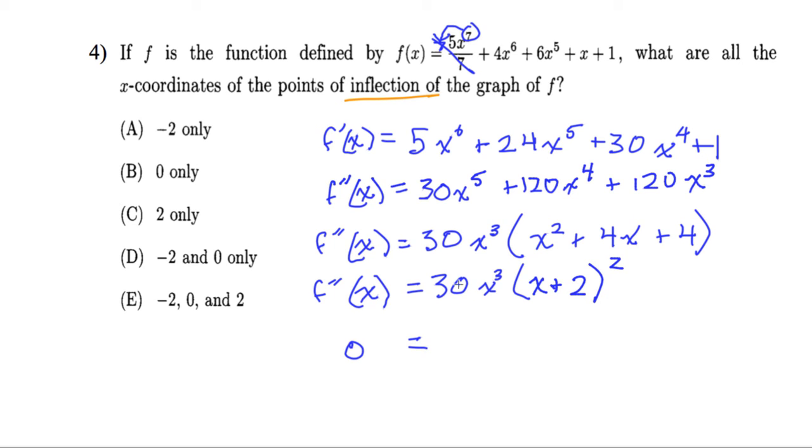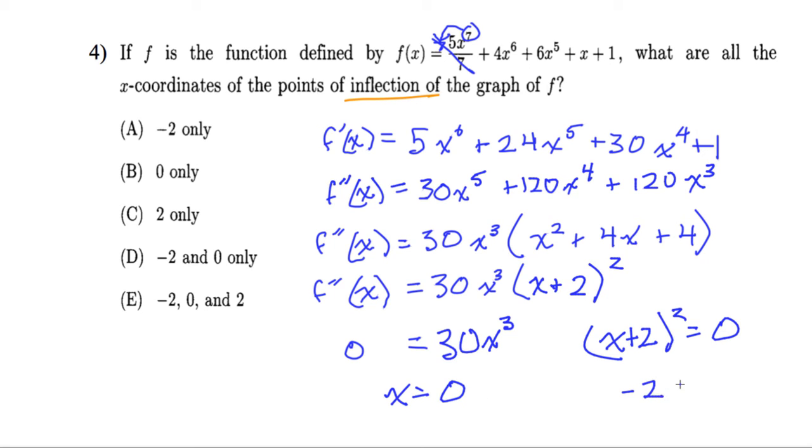Okay. All right, so when I plug in 0, that means that 30x cubed is equal to 0, and that x plus 2 quantity squared is equal to 0. From that, I get x is equal to 0 and negative 2. Wait, is that right? Yeah.